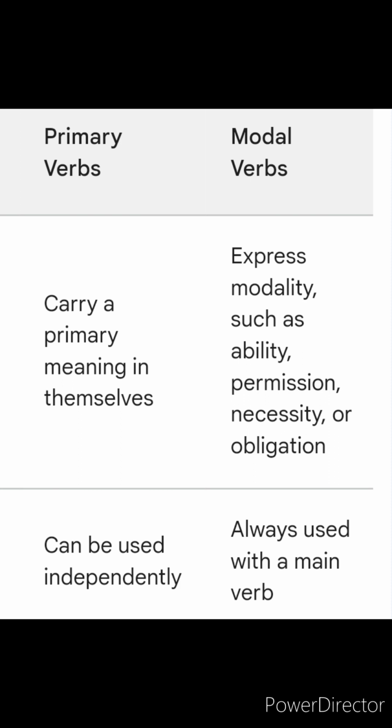Primary auxiliary verbs carry a primary meaning in themselves, whereas modals express modality such as ability, permission, necessity, or obligation. Primary auxiliaries can be used independently, but modals are always used with a main verb.